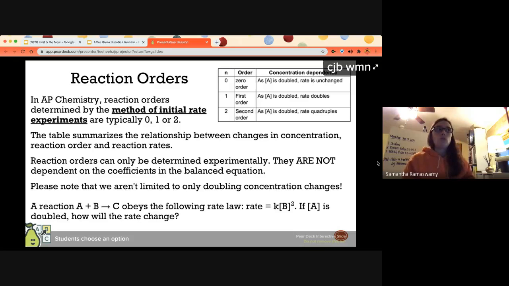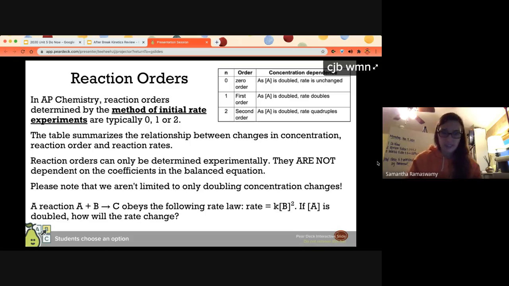So now, are there times like in the do now when they tell us the order already? Yeah. But if you are not told the order, you have to figure it out based on data. So let's look at this question, and some people are already answering. A reaction A plus B yields C obeys the following rate law. Rate equals K times the concentration of B squared. If the concentration of A is doubled, how will the rate change?